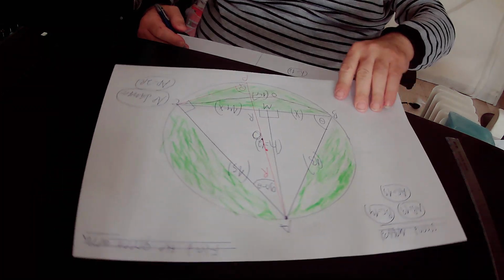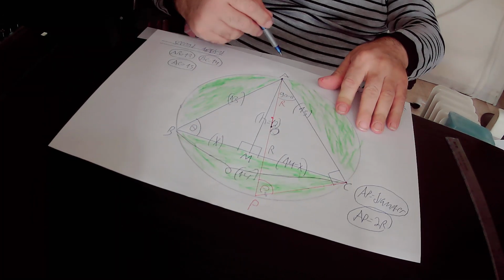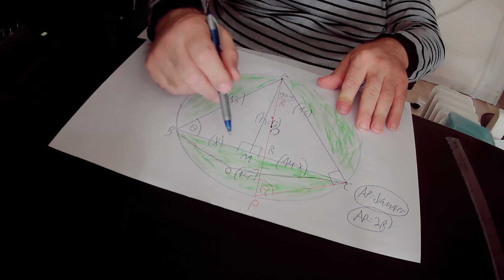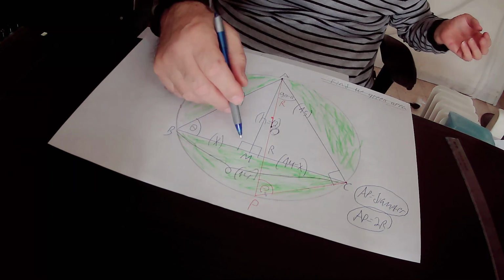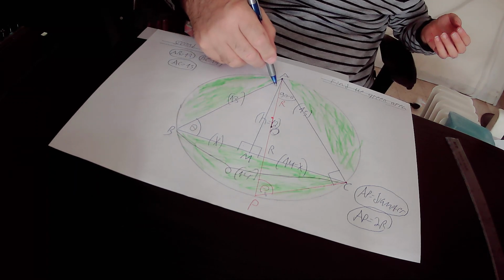Likewise, we focus on the right triangle ABM. In the right triangle ABM, this angle equals theta, this angle equals 90 degrees. Therefore, the missing angle here must be equal to 90 degrees minus theta.